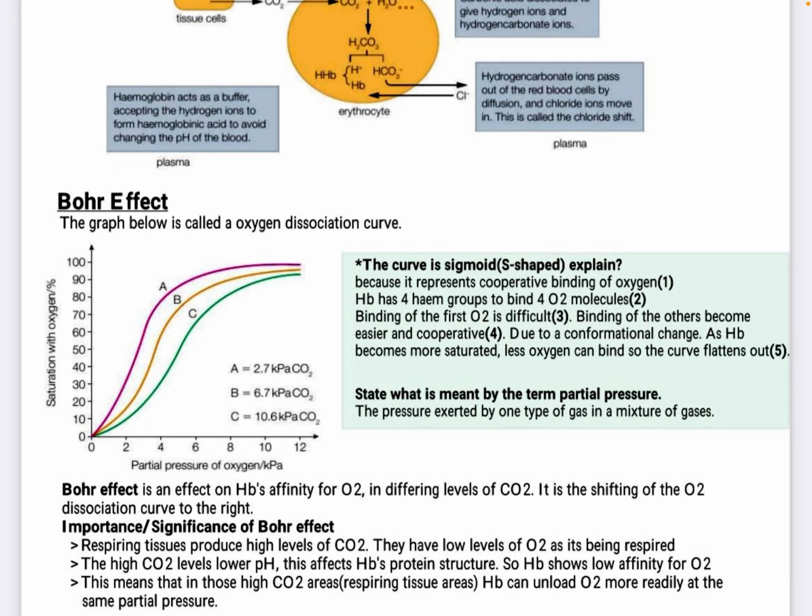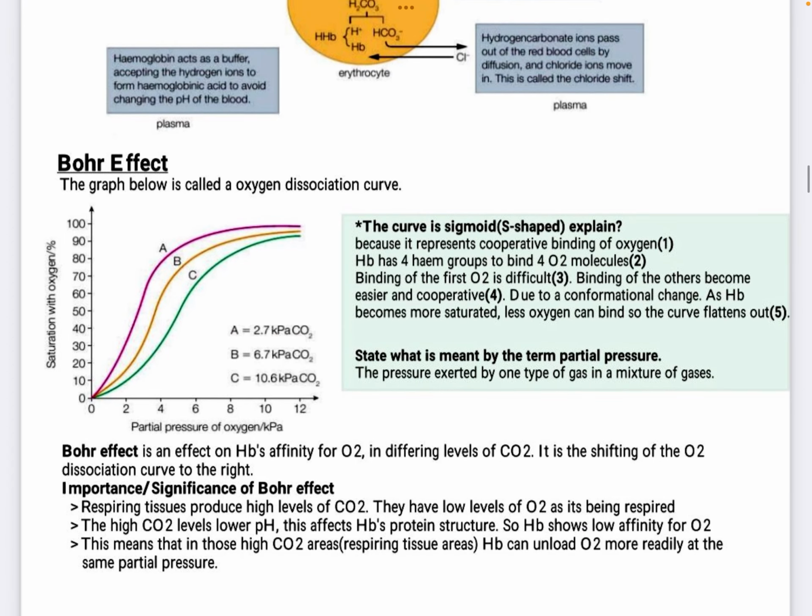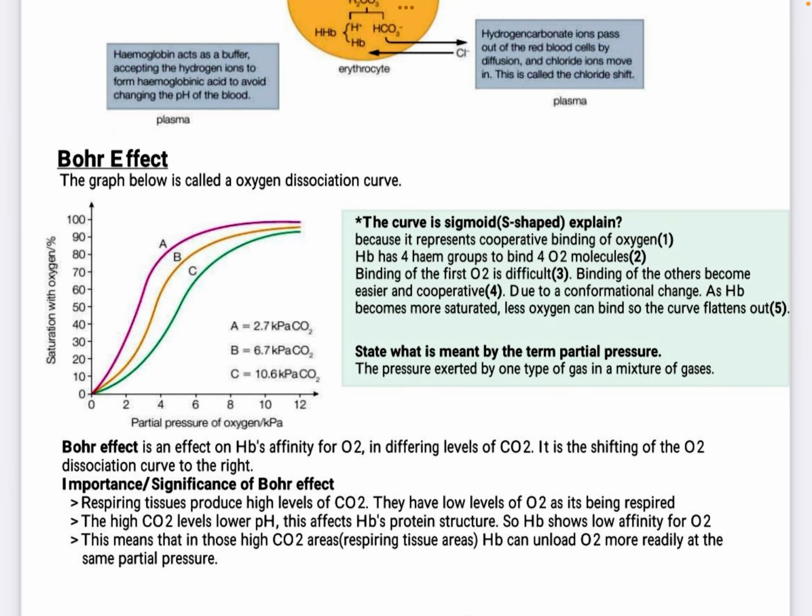So the graph below is called an oxygen dissociation curve. The curve is sigmoid, which means S-shaped. Why? Because it represents cooperative binding of oxygen. Hb has 4 heme groups to bind 4 O2 molecules. Binding of the first O2 is difficult, binding of the others becomes easier and cooperative due to a conformational change. As Hb becomes more saturated, less oxygen can bind, so the curve flattens out.